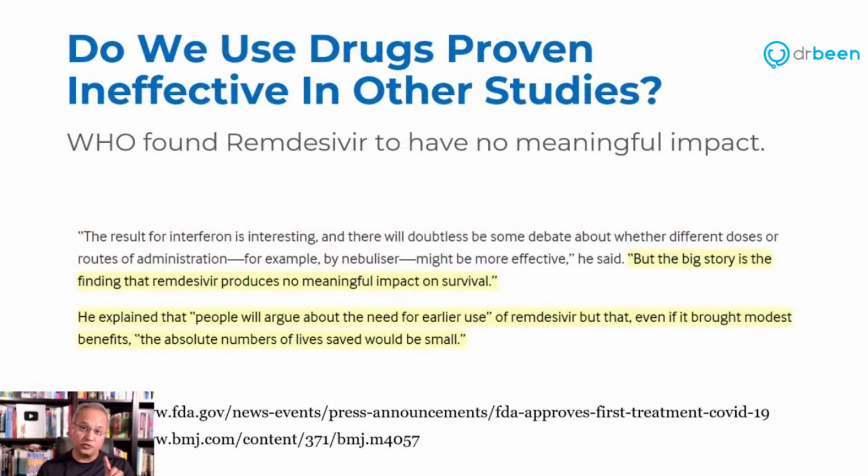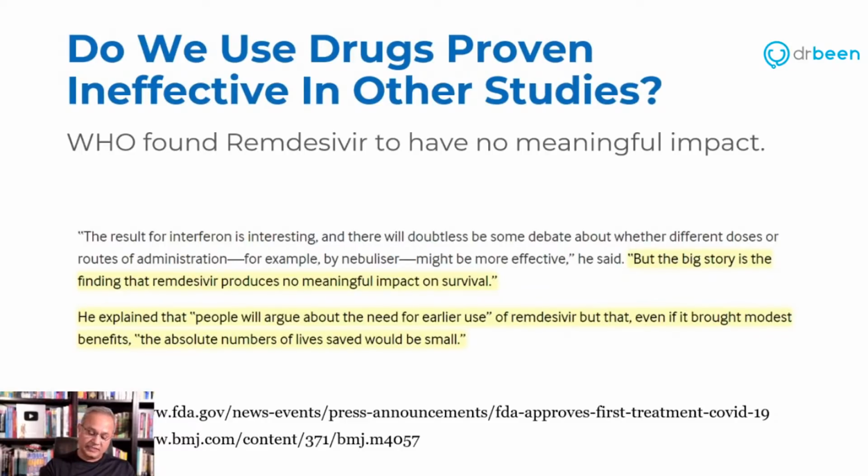Okay. Do we use drugs proven ineffective in other studies? Do we here use such drugs which may have actually been proven ineffective? As many people say, hey, these extra, which drug I'm not speaking the name of. Here is a drug, and some studies show no effect or less effect. Some are open label, some are too small in size. Here, Remdesivir, WHO's, look at this. The result for interferon, leave this, look at this highlighted area.